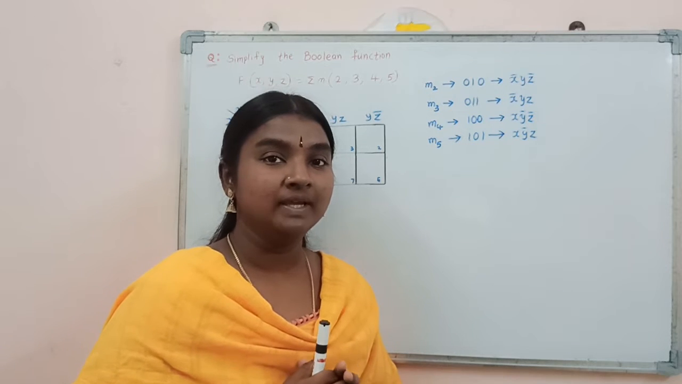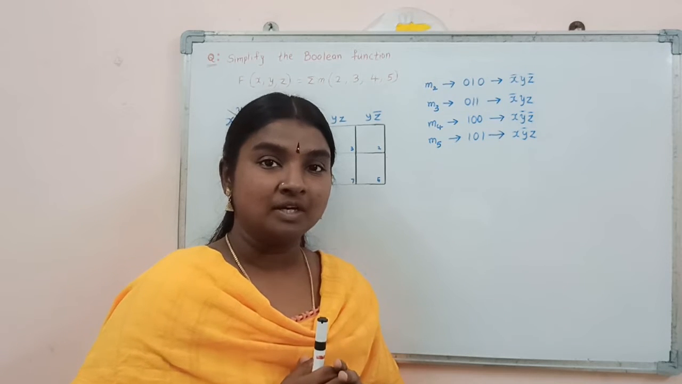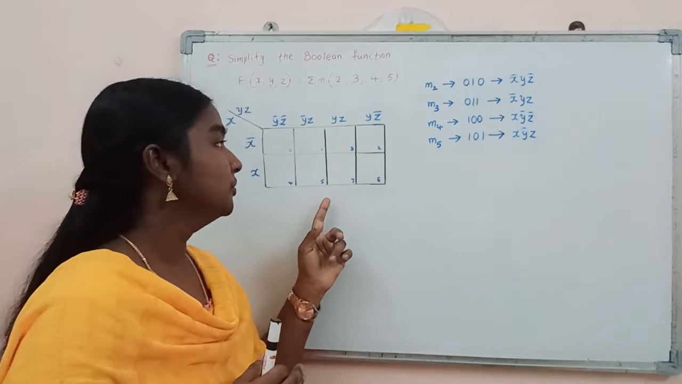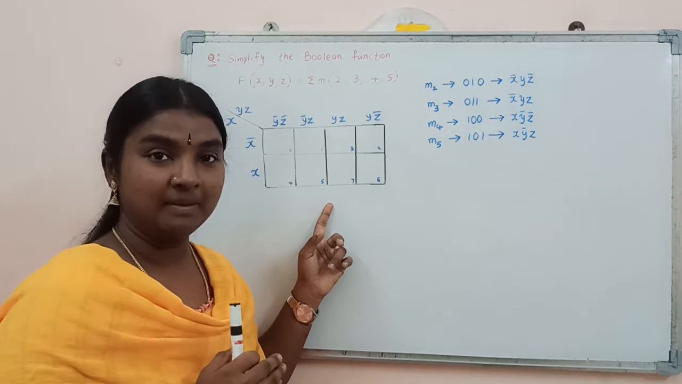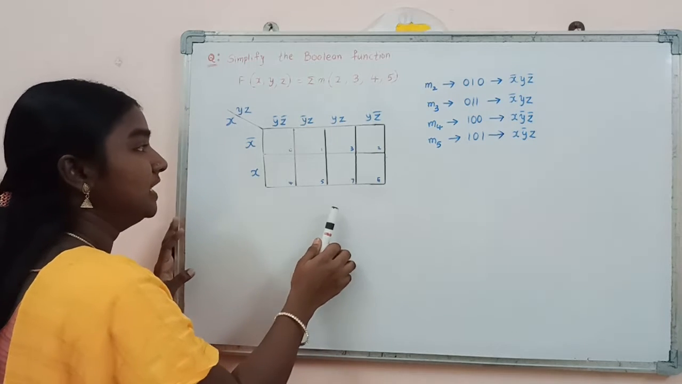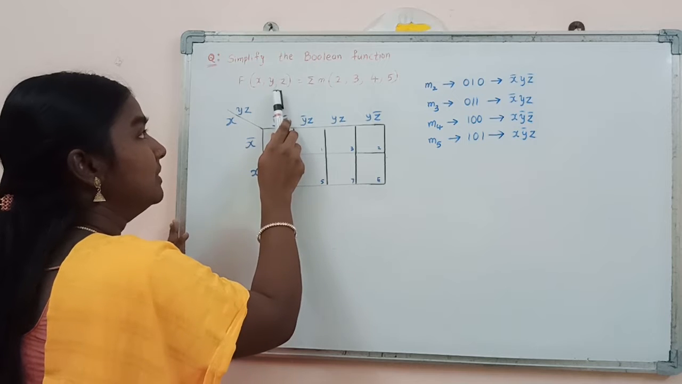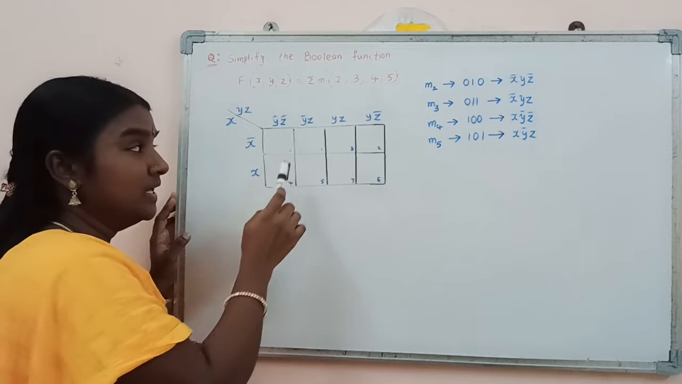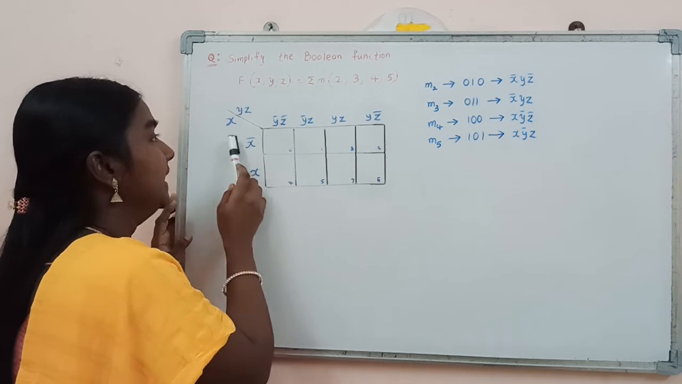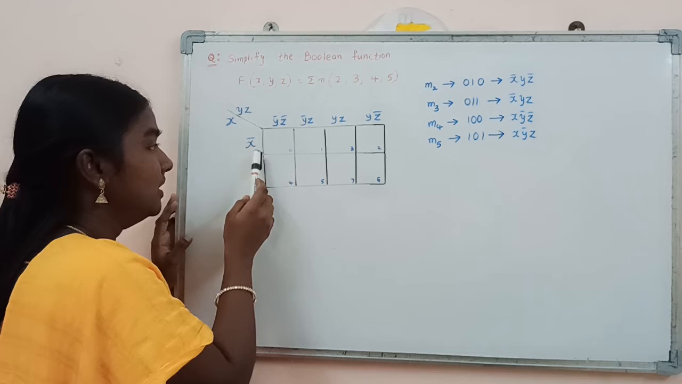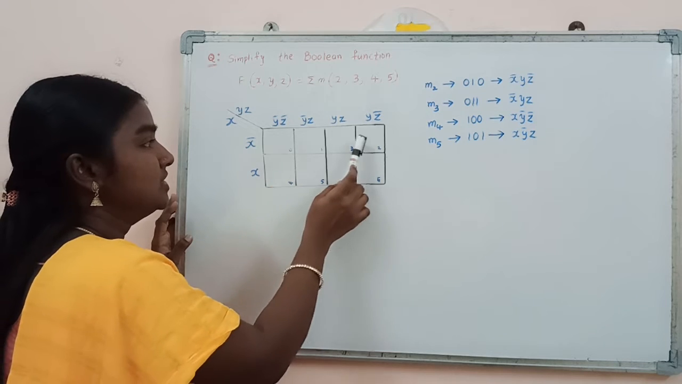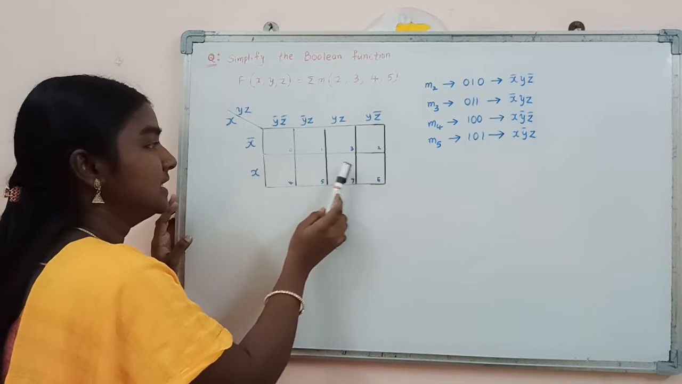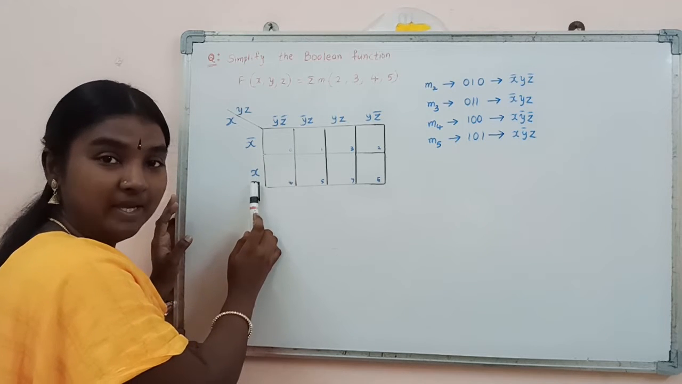Now when we are solving a three-variable function to find the simplified Boolean expression, we need to use a three-variable K-map. This is the three-variable K-map, and whatever variables are mentioned in the function, we need to consider on the row side and the column side also. Here we are considering the x variable on the row side. For the first row, x complement will be common. For the second row, x will be common.